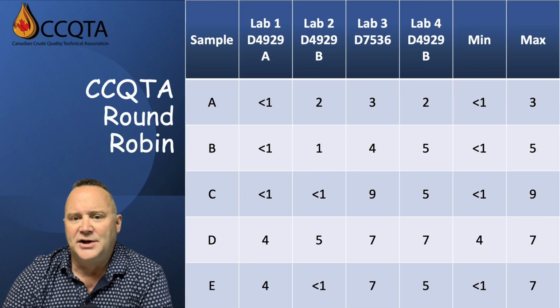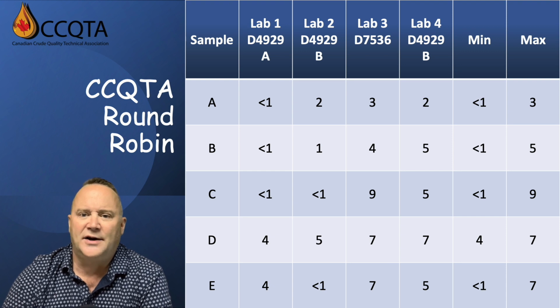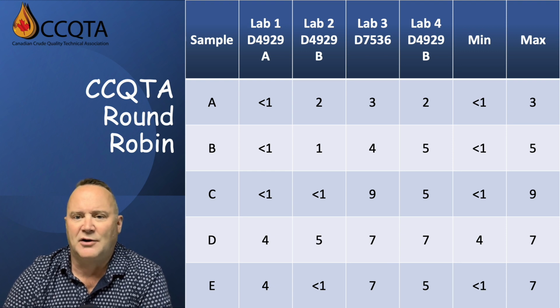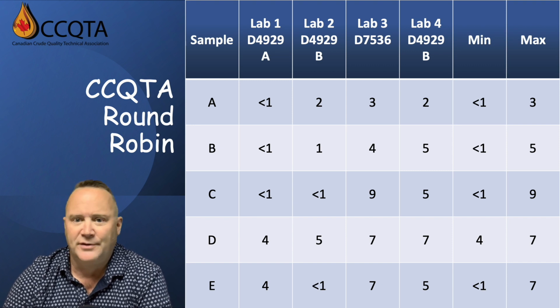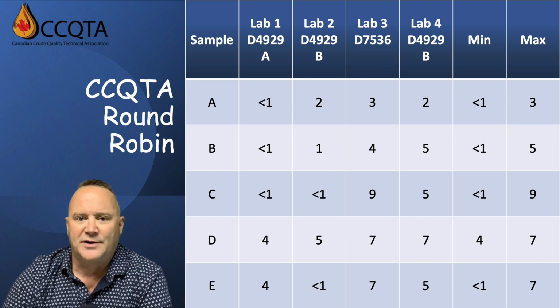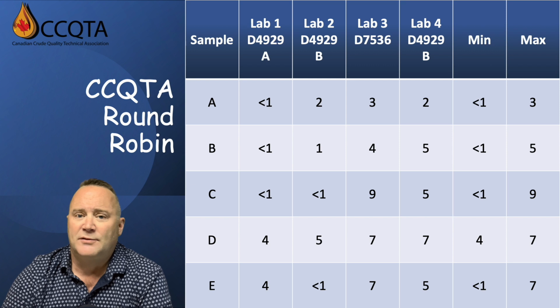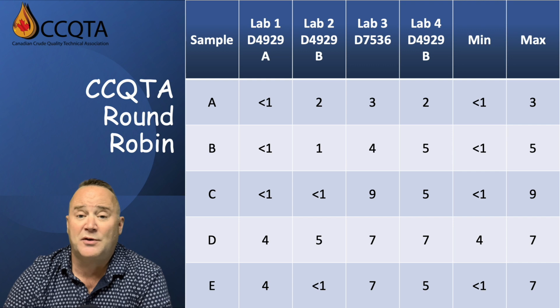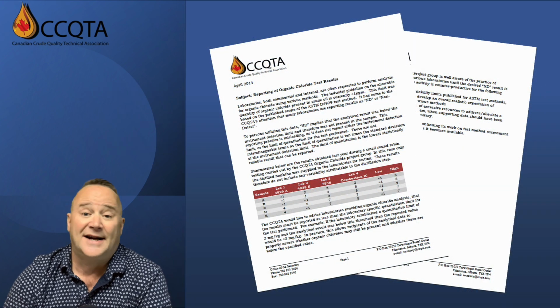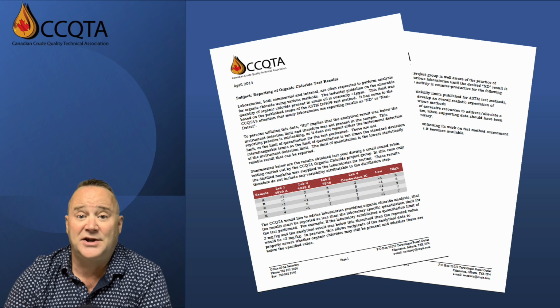To give you an idea of the variation, in the mid-2000s, the CCQTA undertook a small round-robin testing for organic chlorides. In this case, 5 samples of D86 prepared naphtha, not the raw crude, were sent to 4 separate commercial laboratories for testing. Both D4929, procedures A and B, and D7536 methods were employed. Results revealed scatter in the data, which compelled the association to request that test facilities report samples without organic chlorides as less than the laboratory test method quantitation limit, and not as ND. You can see the organic chlorides letter to laboratories on the CCQTA website.